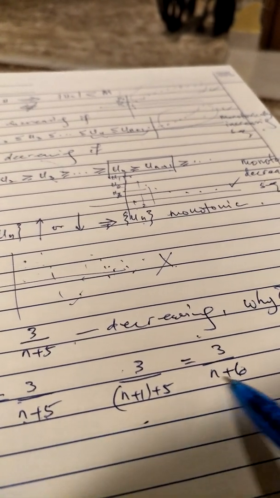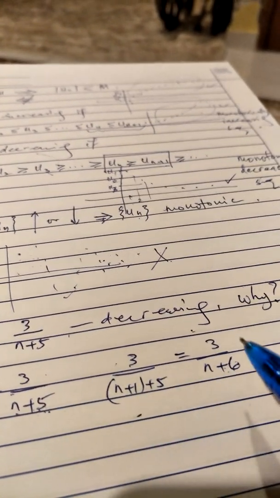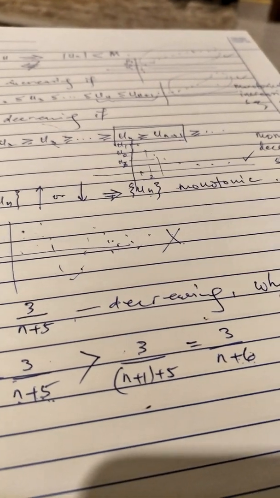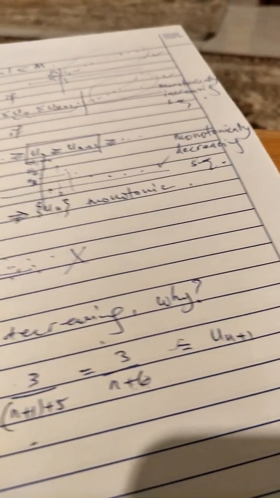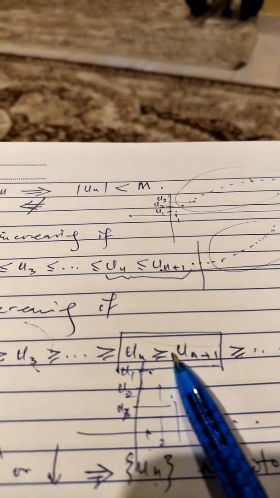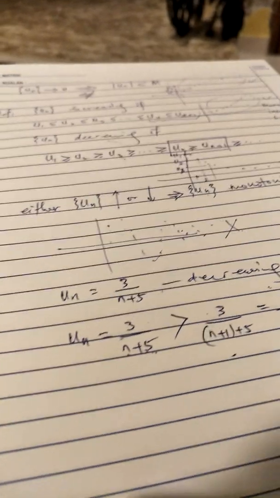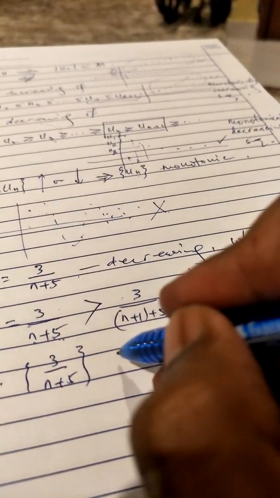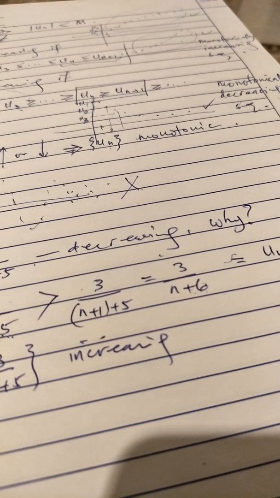Look at the denominator. We have a fraction. You increase the denominator. What happens? The bigger denominator makes the fraction smaller. So overall we have un greater than, and this is actually un plus 1. So it satisfies this relationship, un greater than un plus 1. Therefore this sequence is decreasing. It's monotonically decreasing. Another example, I'll give you another example.